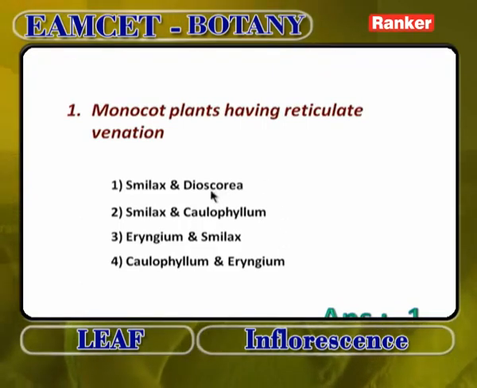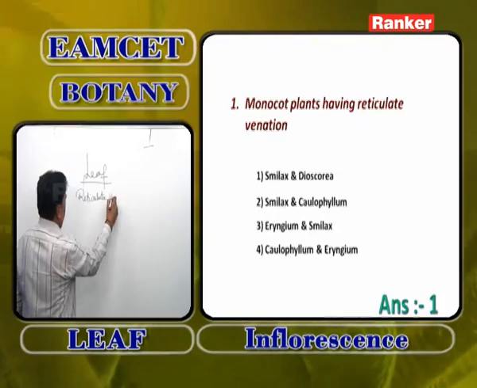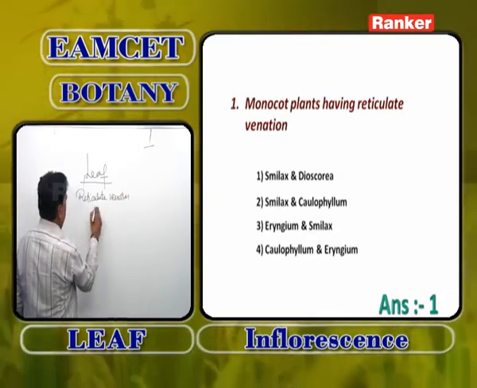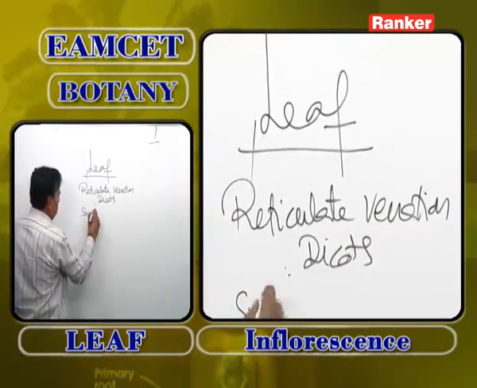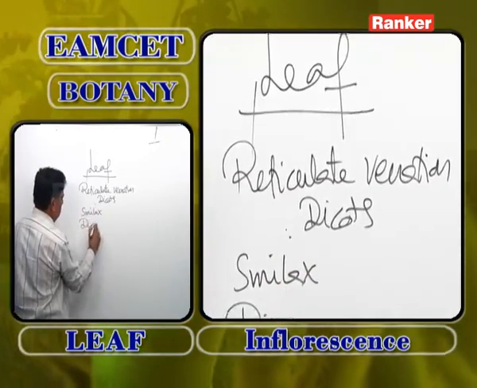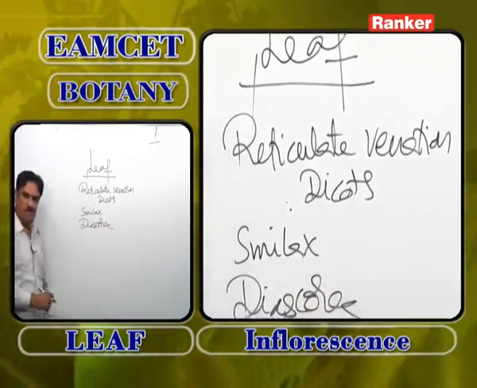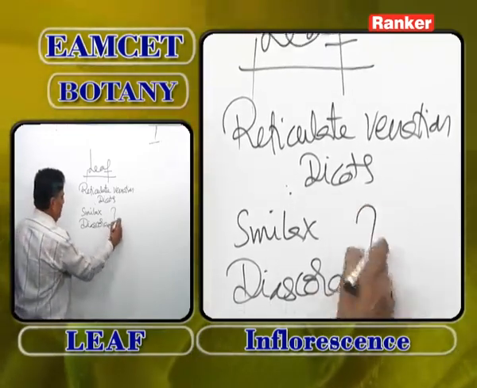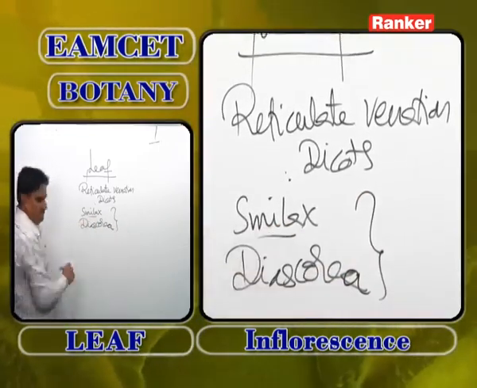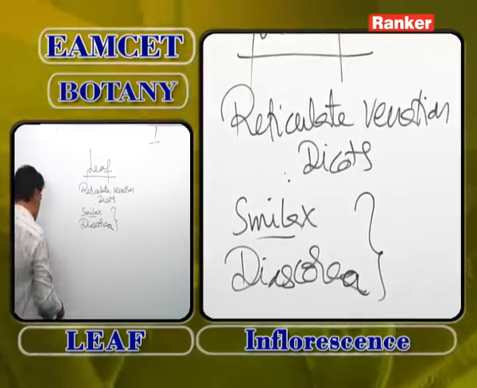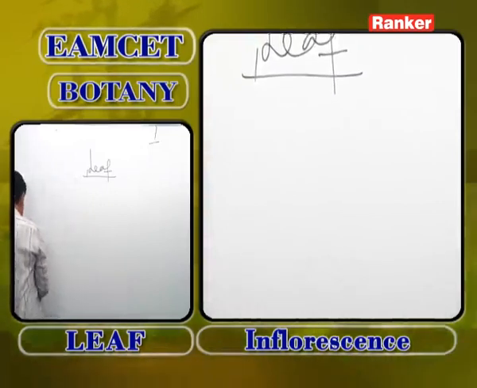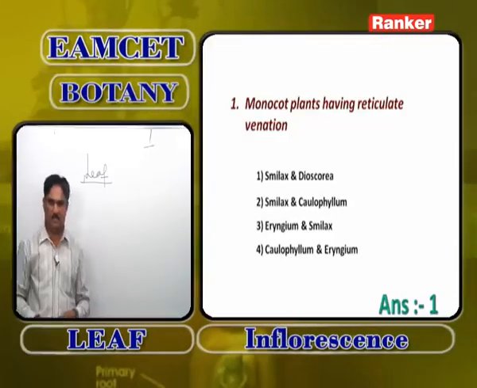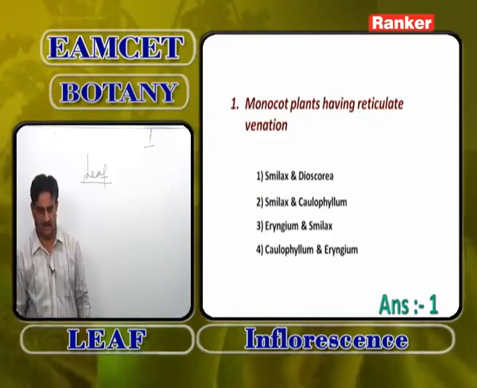Normally, reticulate venation is found in dicots. But there are some exceptions like Smilax and Dioscorea. These two are exceptions, monocots with reticulate venation. So, this is an important bit. Monocot plants with reticulate venation are Smilax and Dioscorea.